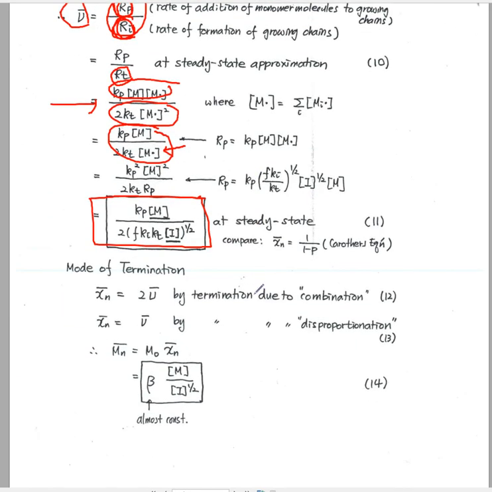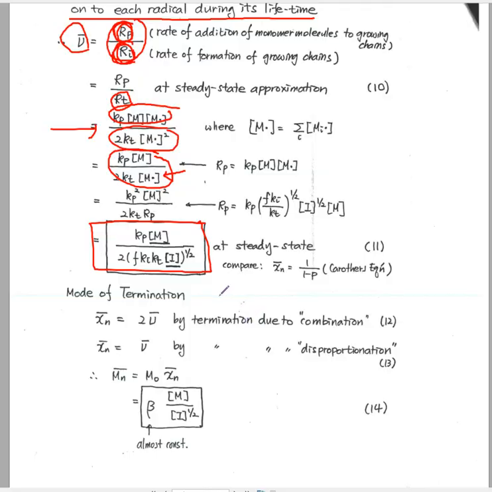So the kinetic chain length in free radical polymerization, the other parts are basically constant. It is proportional to the monomer concentration and inversely proportional to the root of the initiator concentration. So it's much more complicated compared to step growth polymerization, the Carothers equation, right? 1 over 1 minus p.